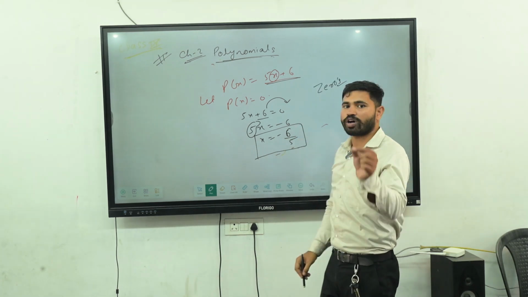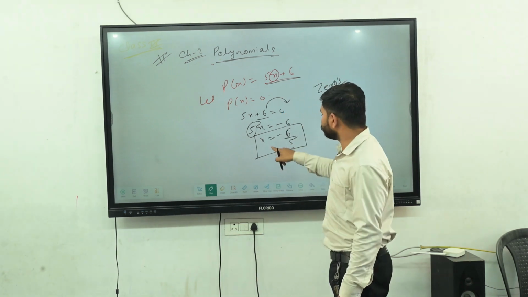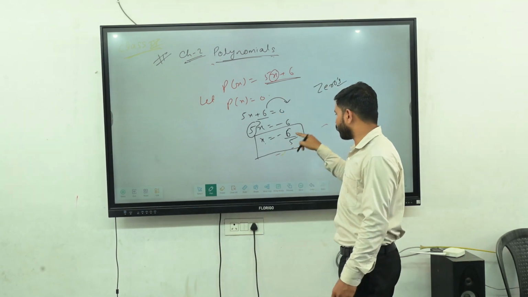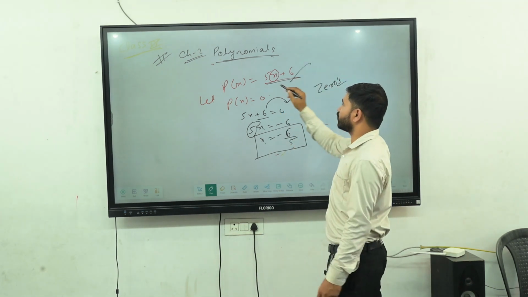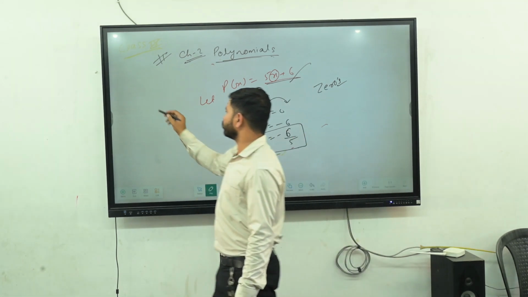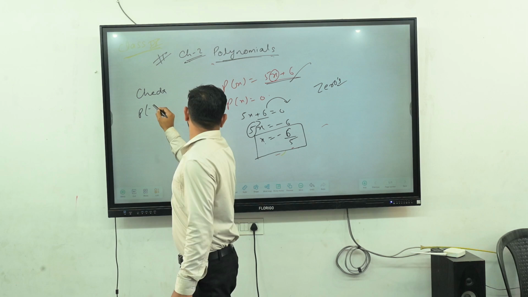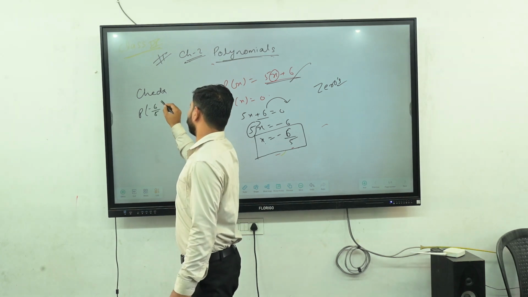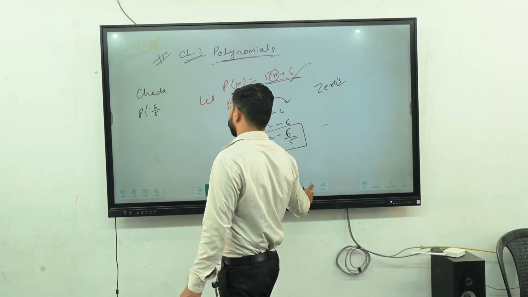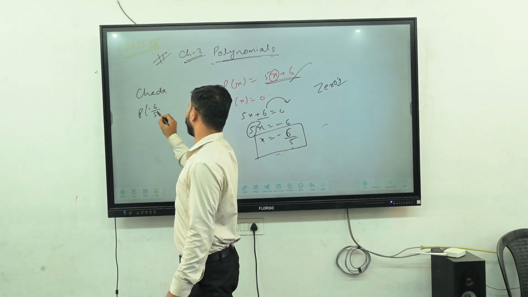It is the zero of the polynomial, because when we put the value of x equals to minus 6 by 5 in this polynomial, it becomes 0. To check, we do it like this: P of minus 6 by 5. In place of x, we take minus 6 by 5.